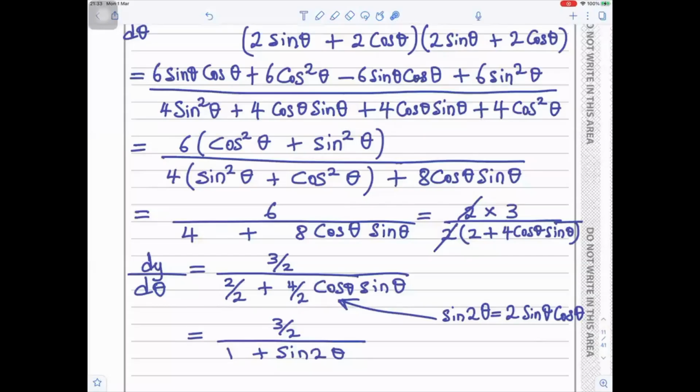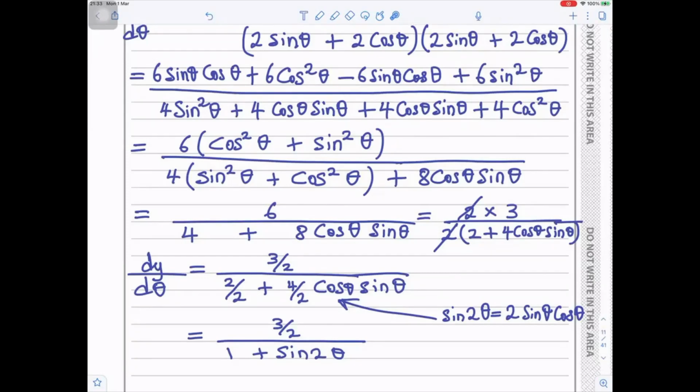And this is where you have to make some rearrangement to get it to what they want. 6 is the same as 2 times 3. And then you factorize the denominator. 4 is the same as 2 times 2. 8 is the same as 2 times 4. So you factorize 2 bracket 2 plus 4 cos theta sine theta. So these 2 would cancel. So you end up with 3 divided by 2 plus 4 cos theta sine theta.